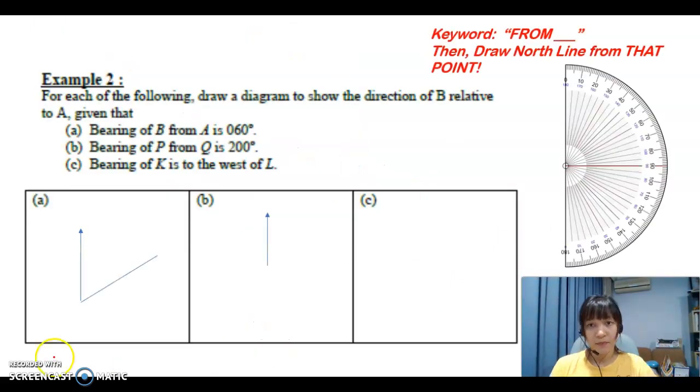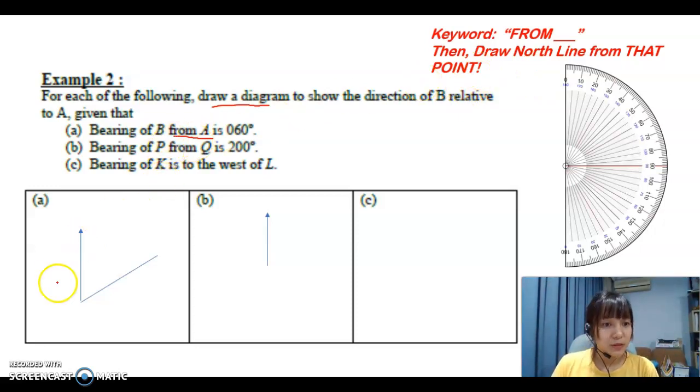Next one. Then this question, they are asking you to draw a diagram to show the direction. So for A, they say bearing of B from A, keyword is here, is 60 degrees. So they give you the bearing, they ask you to draw the diagram. How does it look like? Keyword, look here. Hint is given to you. You always look for from where. After you found out it's from A, you have to draw the north line for A.